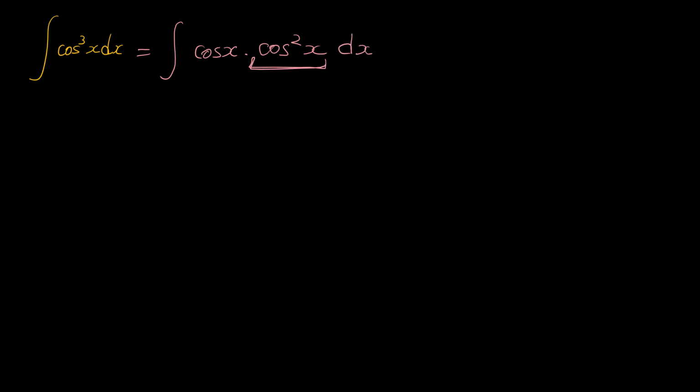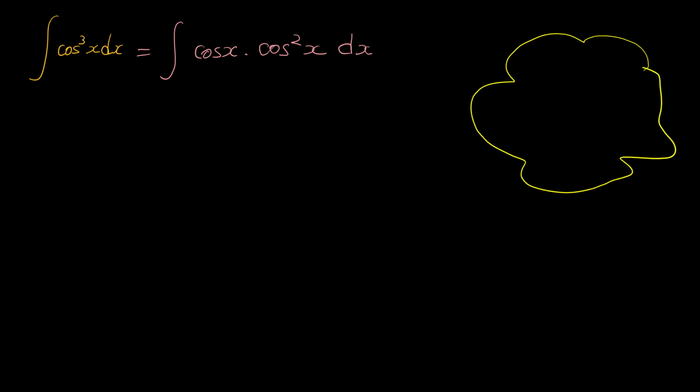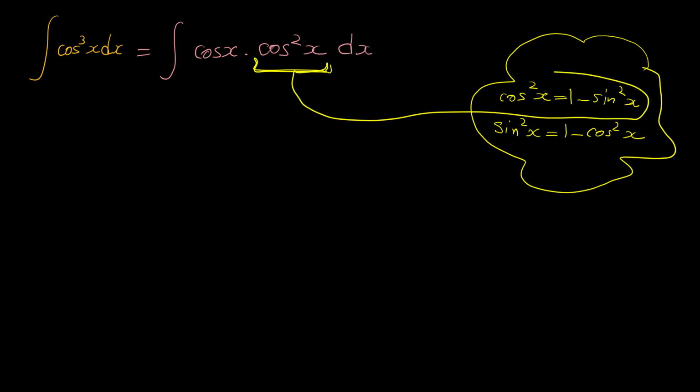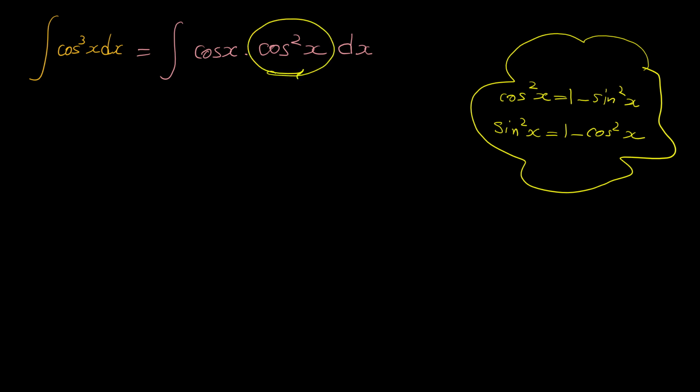for the remaining part, we use these identities depending on the question. Remember from trigonometric identities, cosine squared x is 1 minus sine squared, and sine squared is 1 minus cosine squared. Here, because we have cosine to the 2x, we are going to use this identity. Basically, the idea is to rewrite this part in terms of sine. But why are we doing this?